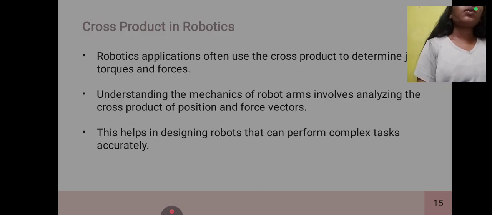Now let's know about cross products in robotics. Robotics applications often use the cross product to determine joint torques and forces. Understanding the mechanics of a robot arm involves analyzing the cross product of position and force vectors. This helps in designing robots that can perform complex tasks accurately.